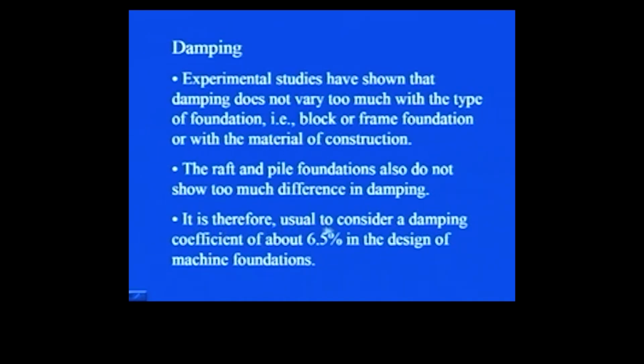It is therefore usual to consider a damping coefficient of about 6.5% in the design of machine foundation. Since the amount of damping is not dependent on the type of foundation or its type of construction material, whether it is raft foundation or pile foundation, it has usually been seen that if you consider a damping of 6.5%, that serves the purpose for the design of machine foundations.